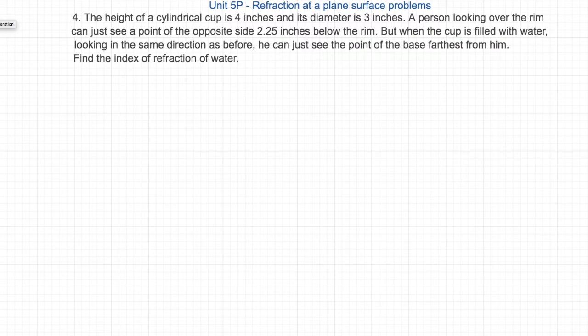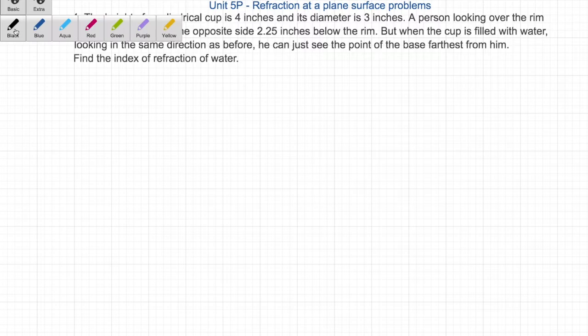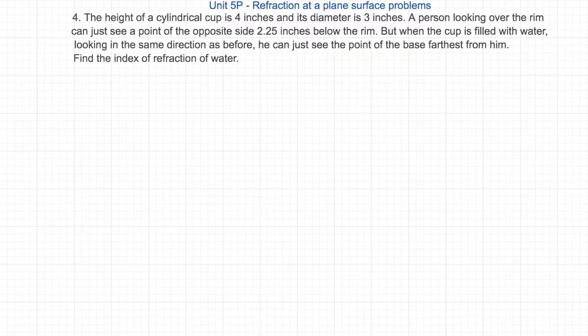Question 4, the height of a cylindrical cup is 4 inches and its diameter is 3 inches. A person looking over the rim can just see a point of the opposite side 2.25 inches below the rim. But when the cup is filled with water, looking in the same direction as before, he can just see the point of the base farthest from him. Find the index of refraction of water. Now, we know we're going to come up with an answer of 4/3, but this gives an example of one way scientists can determine the index of refraction of different materials.